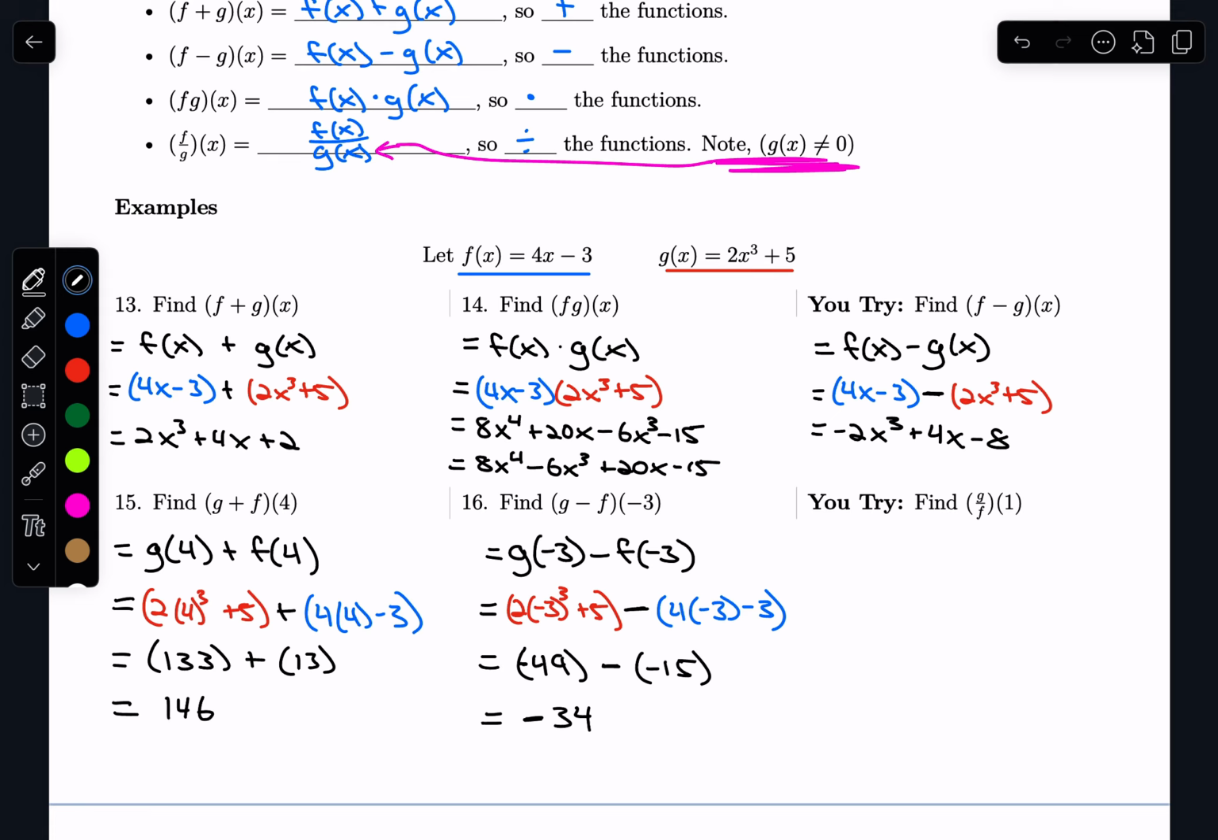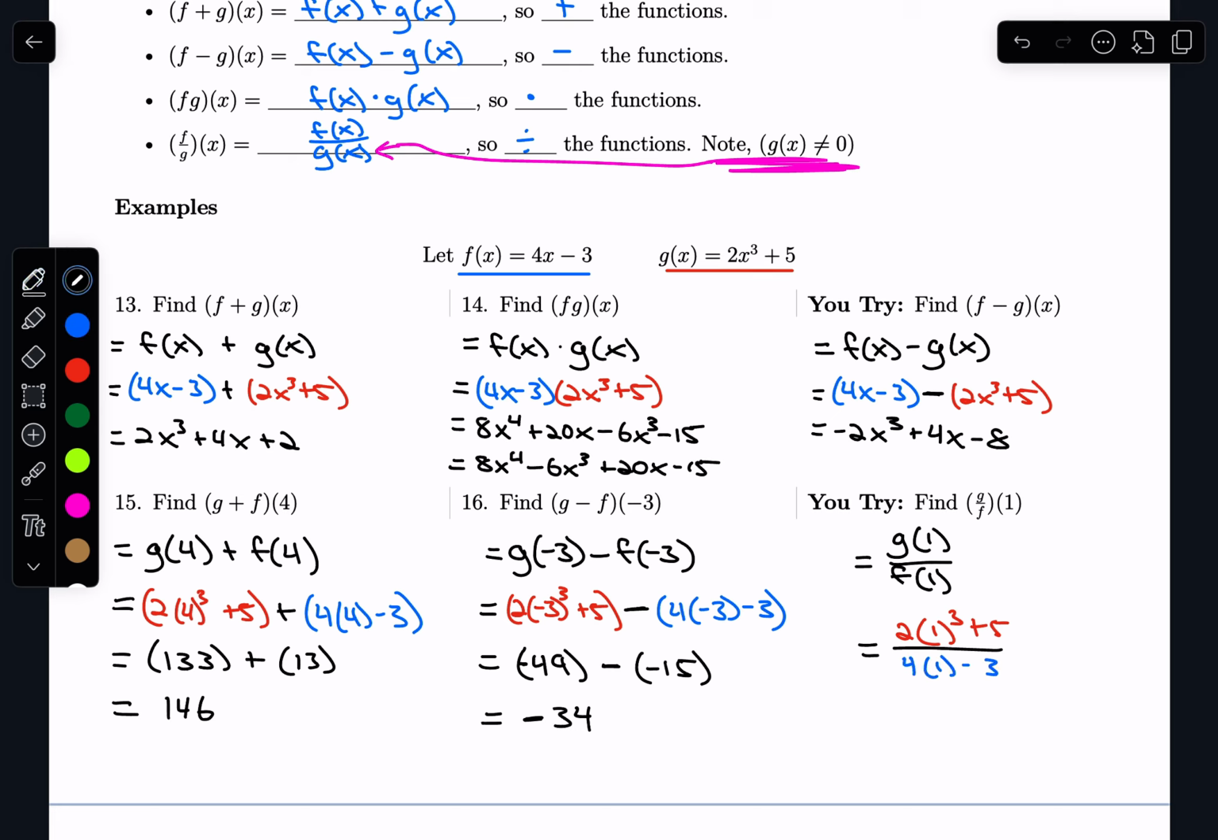All right, if you haven't paused it yet, go ahead and try the you try one over there, g over f of 1. Okay, hopefully you paused and gave it a try. So this means to do g of 1 divided by f of 1. And if we plug in our components, g of 1 is 2 times 1 cubed plus 5. And in the denominator, we have f of 1, which is 4 times 1 minus 3.